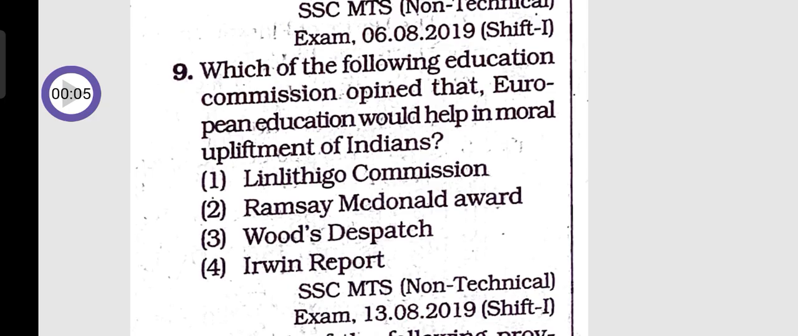Question number 9. Which of the following Education Commission opined that European education would help in moral upliftment of Indians? Option 1, Lithgow Commission. Option 2, Ramsay MacDonald Award. Option 3, Woods Dispatch Commission. Option 4, Irwin Report. So the answer is option 3, Woods Dispatch.